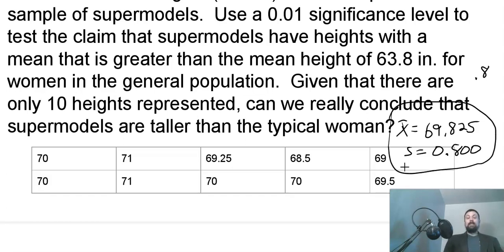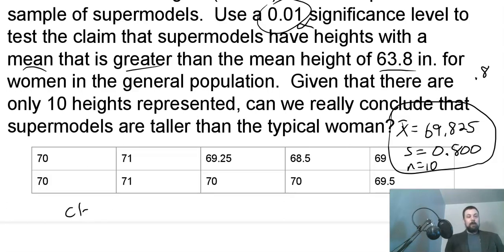So, okay, that is the sample statistics that we need to do this problem. And n is equal to 10, right? I guess that's also going to be important. Alpha is 0.01 in this case. And the claim is that the mean height of supermodels is greater than 63.8. And they're explaining why that number was chosen, right? 63.8 is the mean height of women in the general population. And so that's why we want to compare it to that number. But you don't have to include anything in reference to that when you state the claim. The claim is just that the mean supermodel height is greater than 63.8.